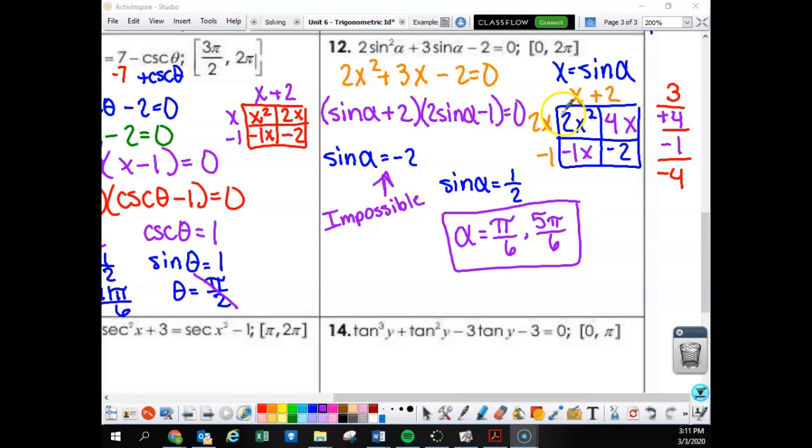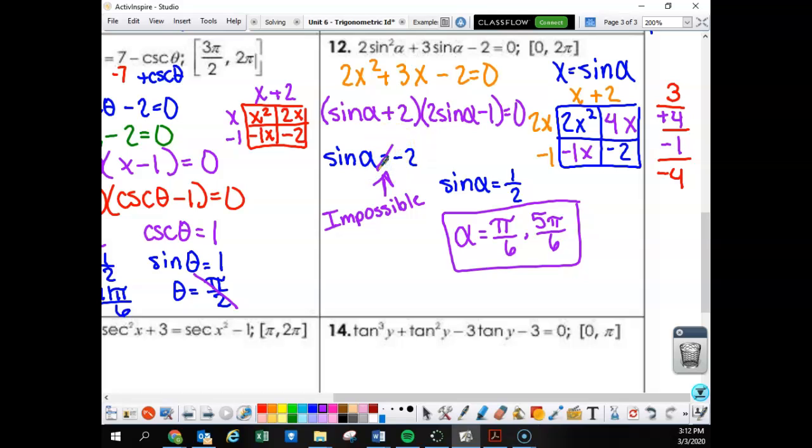And so what I did is, instead of putting x plus 2, I replaced sine alpha back, sine alpha plus 2, and then 2 sine alpha minus 1. Now, sine alpha equal to -2. That is never going to happen, right? Our unit circle, the biggest it gets is a radius of 1. Okay, so the radius is 1. So that means the y value is never going to be -2. So that's impossible here. So it does not equal -2.